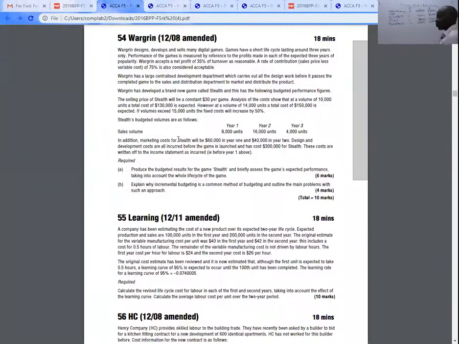You go to the next one. Other than this marketing cost, what else do we have? Design and development costs. They are telling us 300,000 for steel. These costs are written off to the income statement as incurred before year one. So we have here before year one, 300,000.